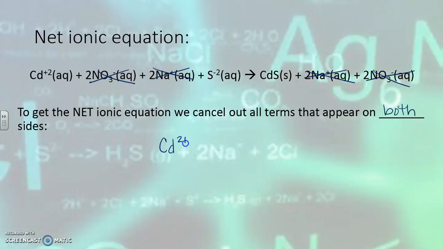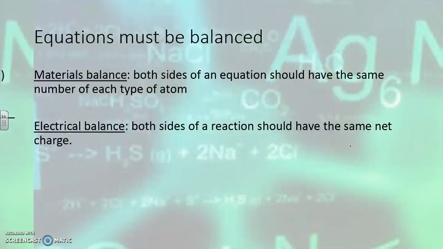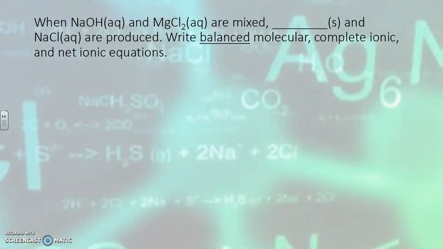And you rewrite your net ionic equation like this, where you have your ions that are directly involved in the reaction and the product that they make up. Should be easy. All right. Equation must be balanced, so you need to make sure that they have a balance of materials. Both sides of the equation have the same number of each type of atom, and there has to be an electrical balance. So make sure that both sides of the reaction have the same net charge. You don't want to have a positive charge on one side and whatever on the other side.